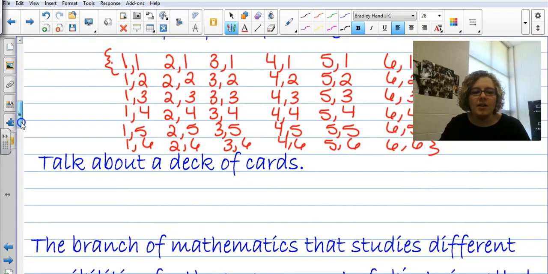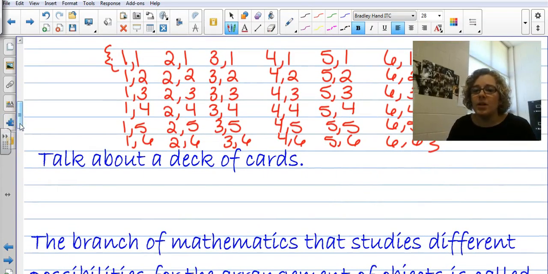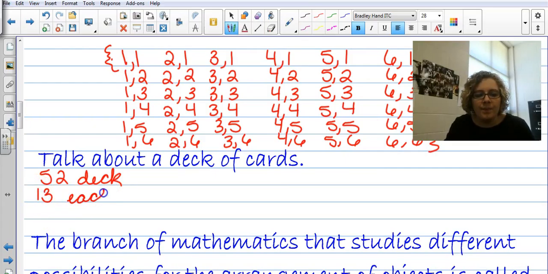All right, so let's talk about a deck of cards. Now, I'm not going to list all of my possibilities with deck cards because that would just be too much. But I do want to talk about things in a deck of cards. There's 52 in a deck. There's 13 of each suit. There is 4 suits. All right, and they range from ace to king.